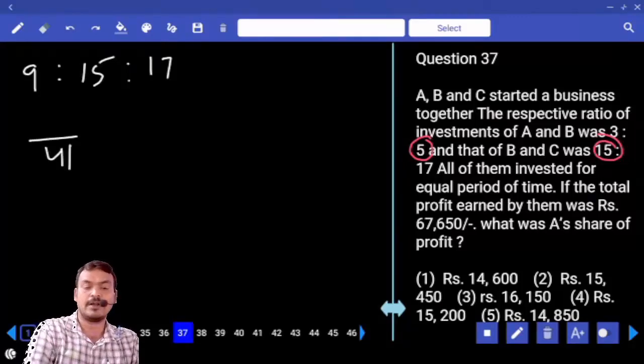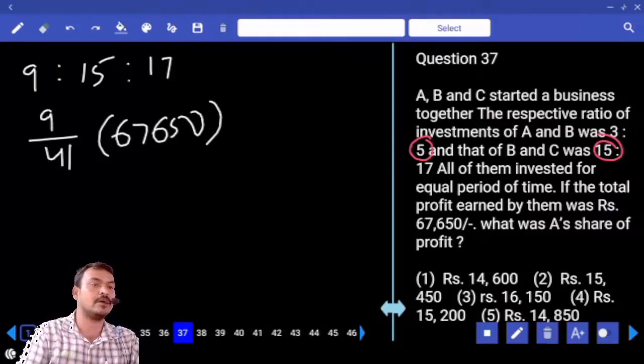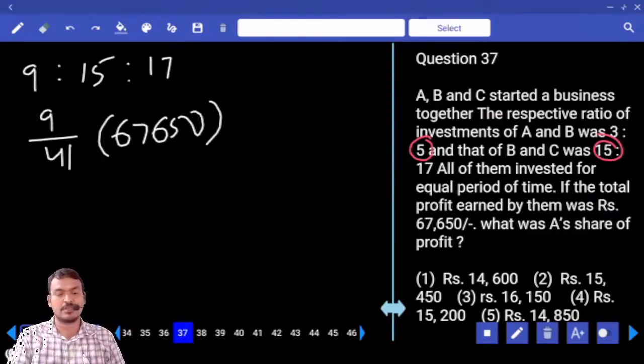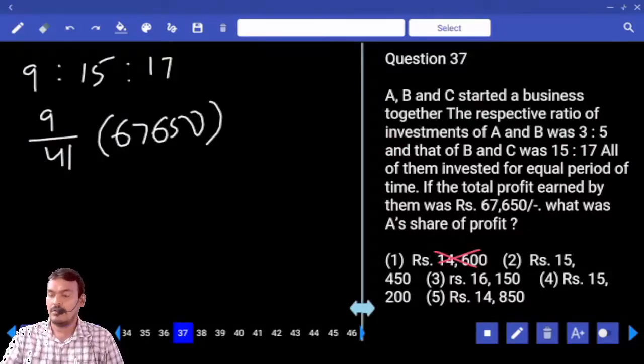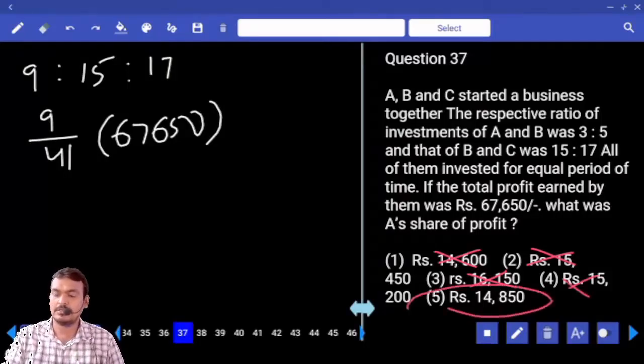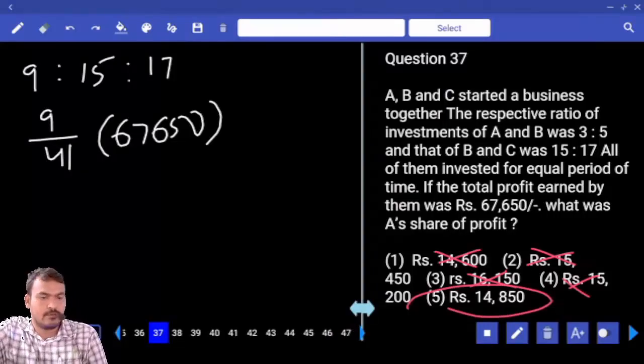41 parts. What is the 41 parts value? 67,650. Which share do we require? 9 parts or not? Okay. How many options are 9 multiples? First option, second option, third option, no, fourth option, fifth option. That is the answer. We require 9 parts means 9 multiple or not?